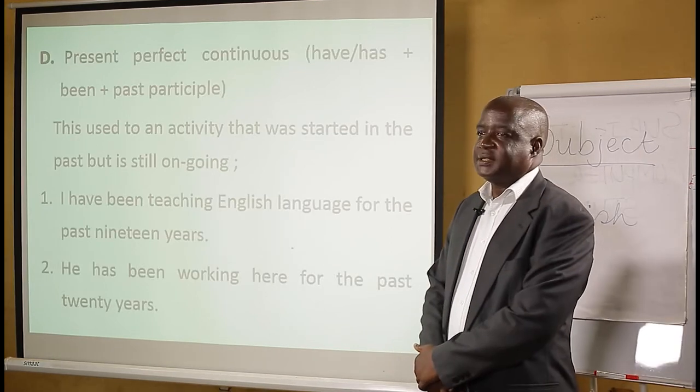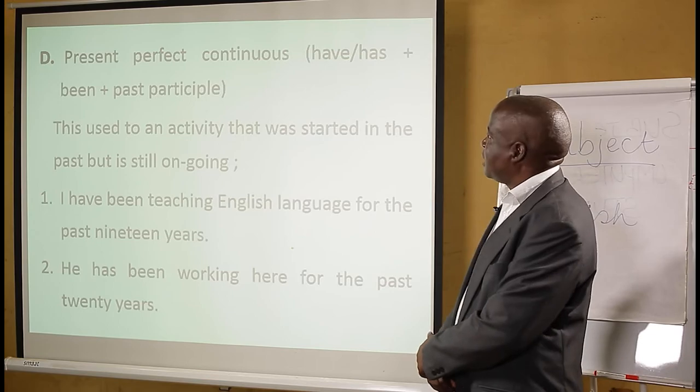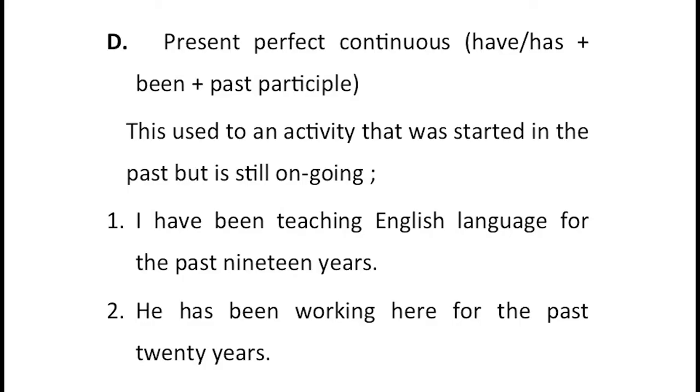D. Present perfect continuous. In bracket we have has, plus, been, plus past participle. Now this is used to show an activity that has started in the past but is still ongoing. Examples. I have been teaching English language for the past 19 years. The key words there are have been.